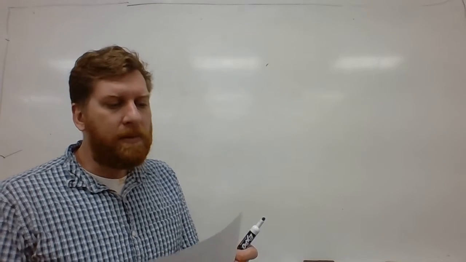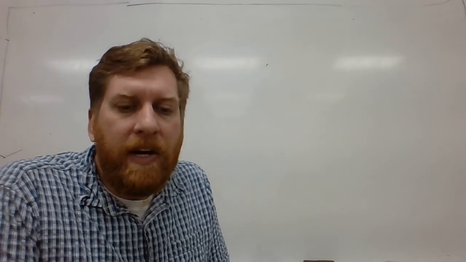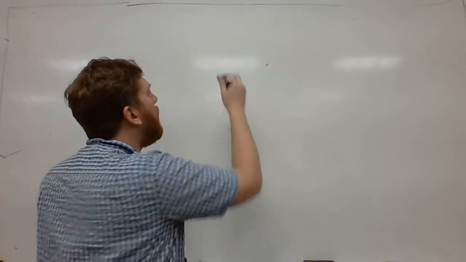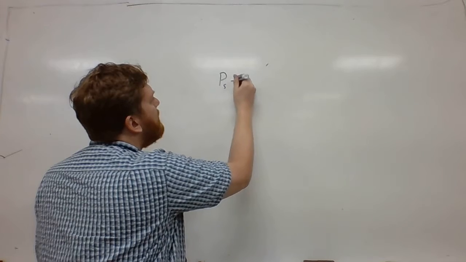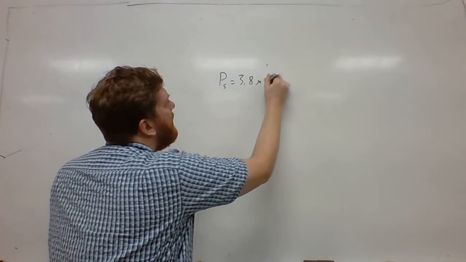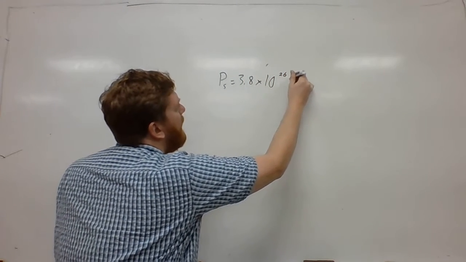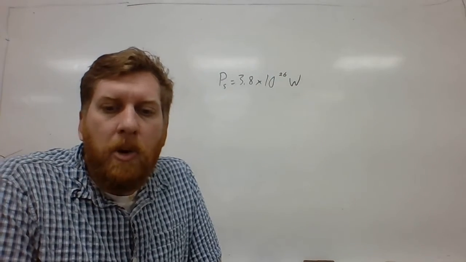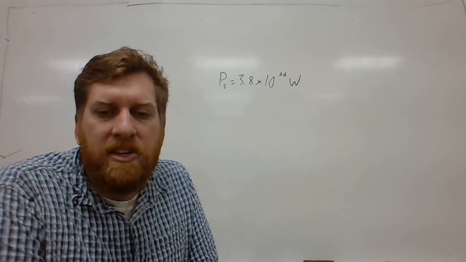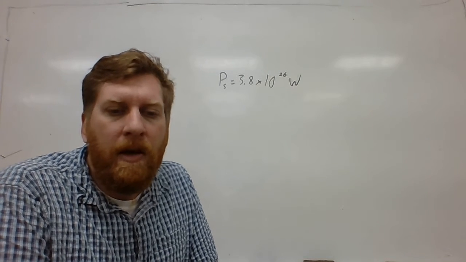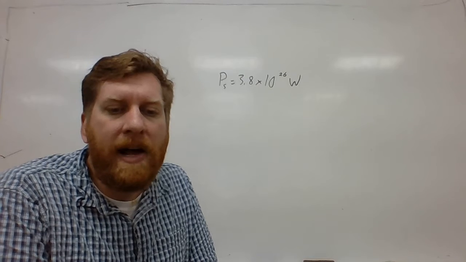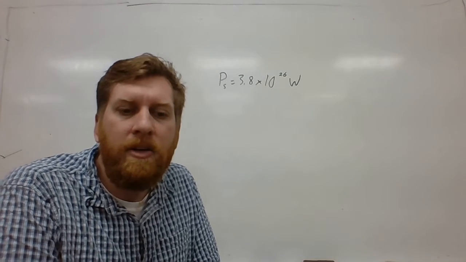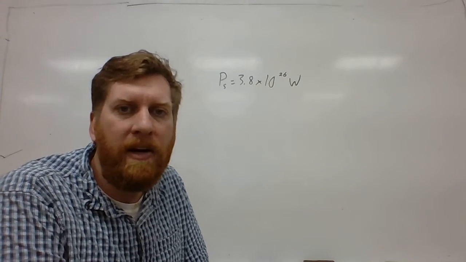Okay, the next problem says, the sun emits radiation with a total power of 3.8 times 10 to the 26 watts. So the total power of the sun is 3.8 times 10 to the 26 watts. The sun is located about 1.5 times 10 to the 11 meters from Earth. On a clear day, with the sun directly above you, how intense is the radiation that hits the Earth? Your units should be in watts per meter squared.